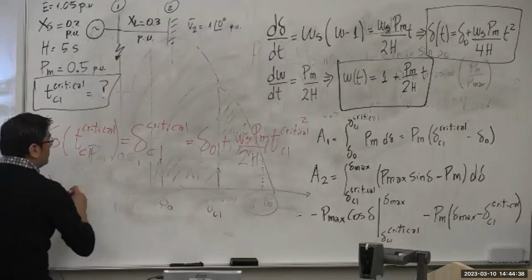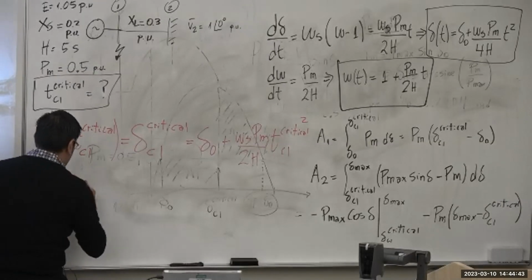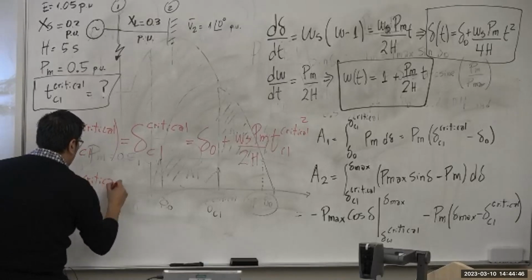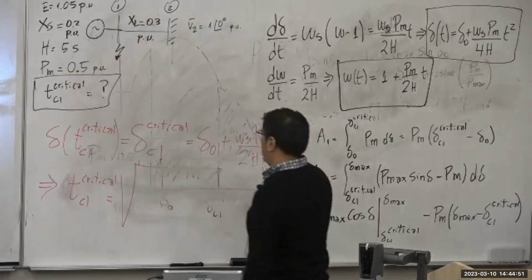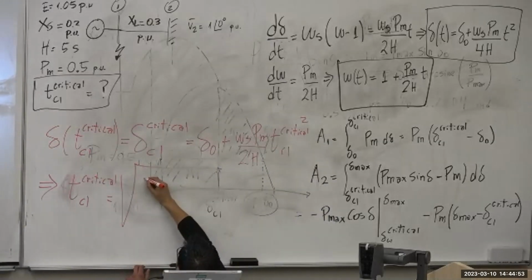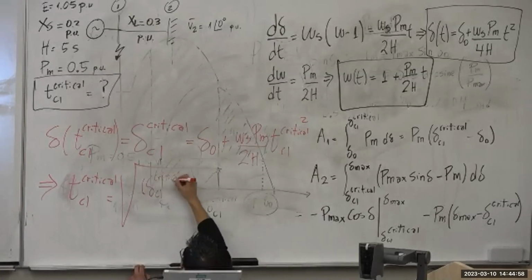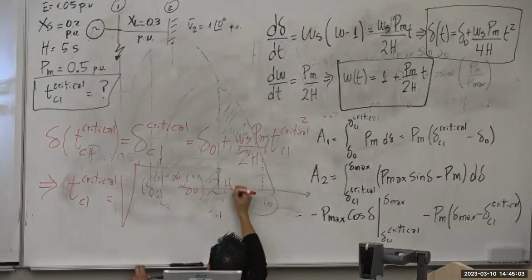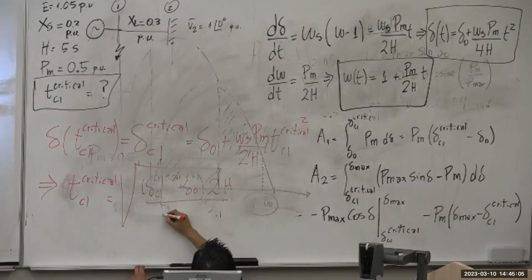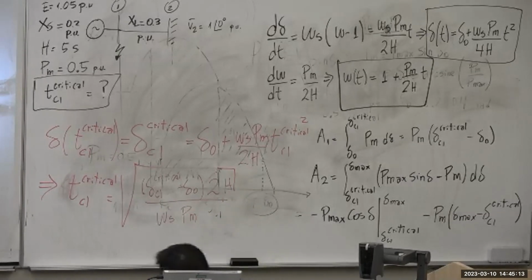So from here, the critical clearing time is the square root of the critical clearing angle minus delta 0, multiplied by 2H, divided by omega s Pm. Okay?